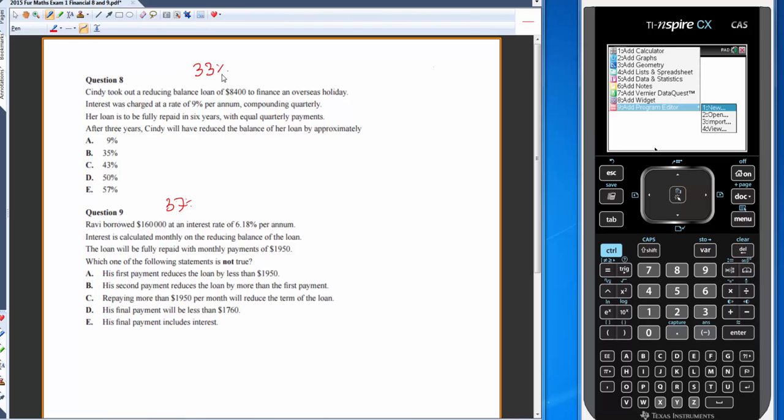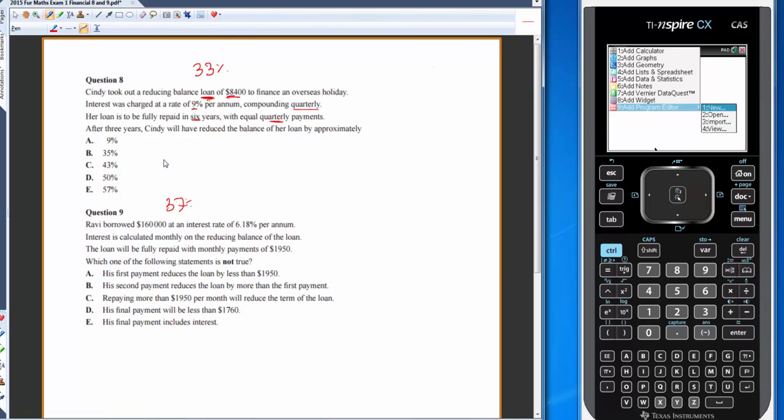Question 8 was hard. 33% of the state got this one right. So Cindy took out a reducing balance loan, so that's of interest to us. It's a loan, so she's borrowing that from the bank. That's the amount. Interest was charged at a rate of 9% per annum, compounding quarterly. Loan to be fully repaid in 6 years, equal quarterly payments. After 3 years, Cindy will have reduced the balance of her loan by approximately, and we've got a percentage here.